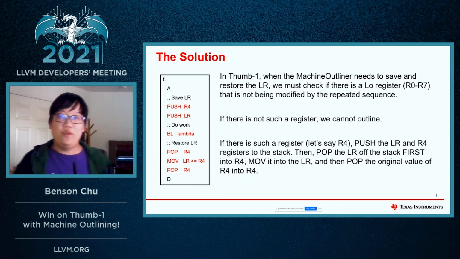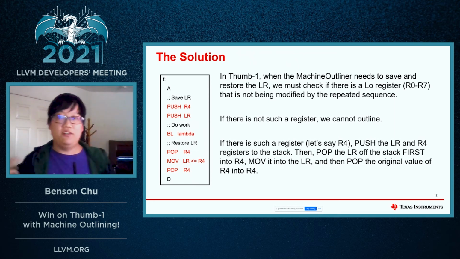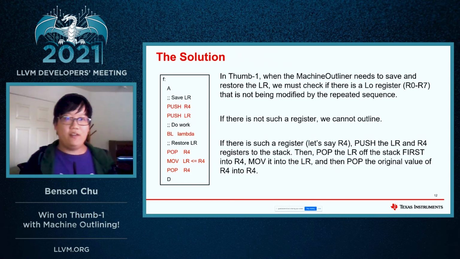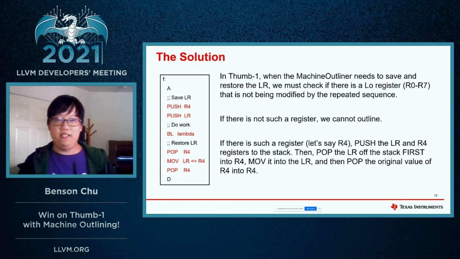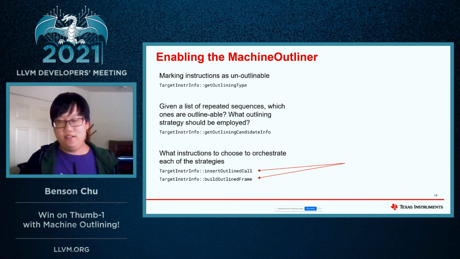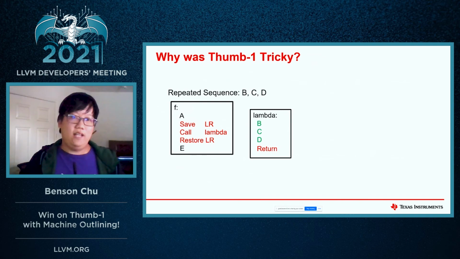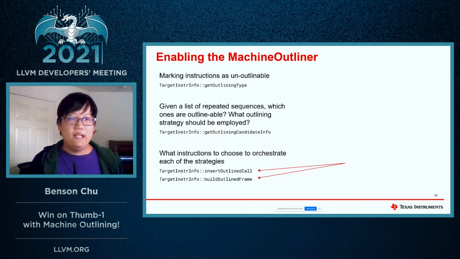In Thumb-1, when the MachineOutliner needs to save and restore the LR, we must first check if there is a low register that is not being modified. As long as this is the case, we can use this template to do the outline. And that was basically the majority of the work. The rest of the instructions required to insert calls and build frames are basically just one-to-one mappings, like the return is just a BX LR, call is just a branch link, etc., simple stuff.